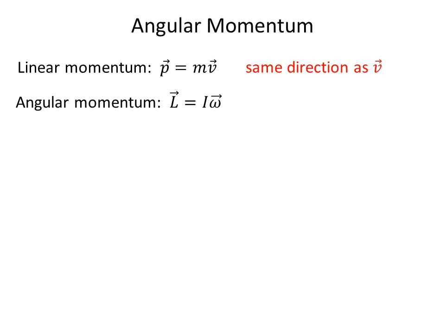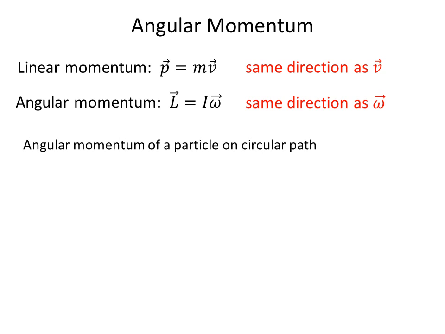You notice that for linear momentum, p was in the same direction as the velocity. Similarly, for angular momentum, L is in the same direction as the angular velocity omega. Let's look at the angular momentum of a particle on a circular path. So here we see a particle, and it's moving around the z-axis in a clockwise fashion.